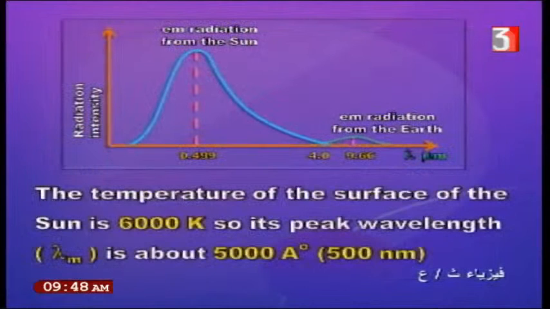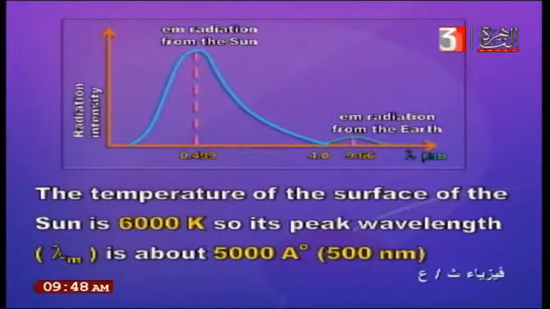So once again, the temperature of the surface of the Sun is 6,000 Kelvin. So its peak wavelength, lambda maximum, is about 5,000 angstrom, 500 nanometer. This was about the maximum wavelength, or lambda maximum, the peak wavelength of the radiation of the Sun.